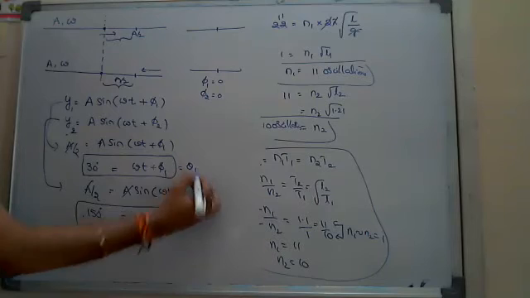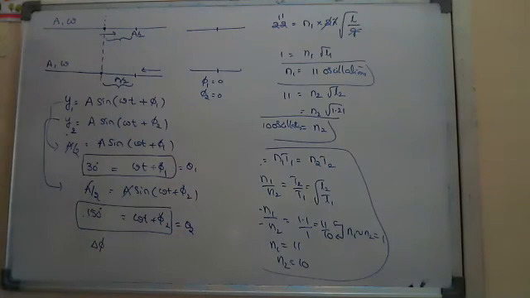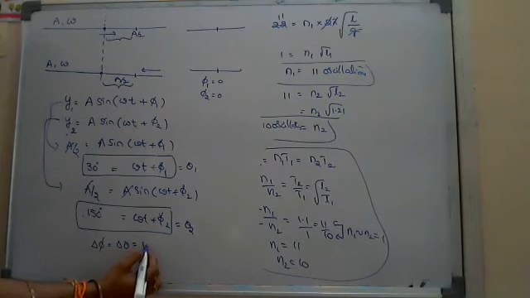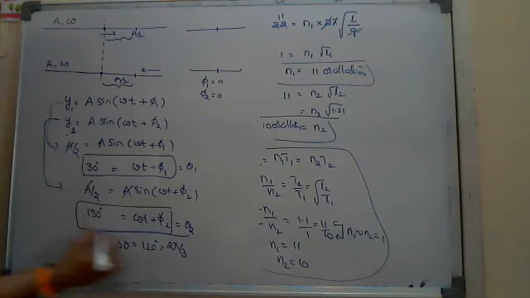This is actually theta 1, the phase angle of the first one, and this is the phase angle of the second one. I already got 30 and 150. So delta phi or delta theta, the phase difference, is equal to 120 degrees. That is 2 pi by 3. Directly we can put this option.